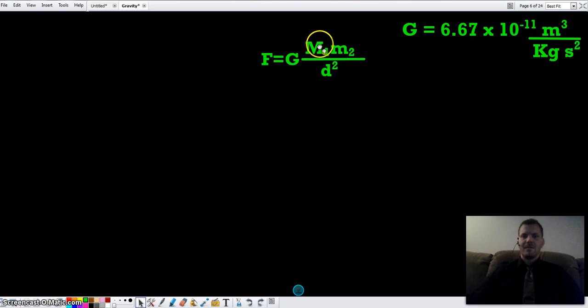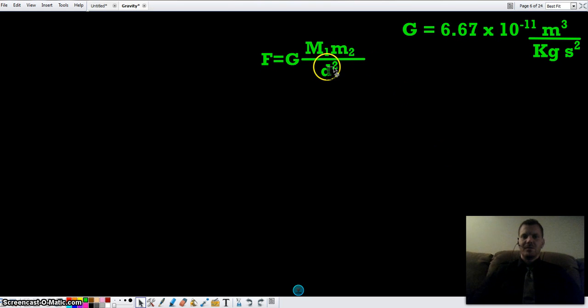Then we have mass 1, mass 2, so it'd be the mass of the first object times the mass of the second object, divided by the distance squared. Now this D is for distance, not diameter. That's a common misconception. It's a common problem. People put in diameter for D. D is distance. It's actually the distance from the center of the first object to the center of the second object.